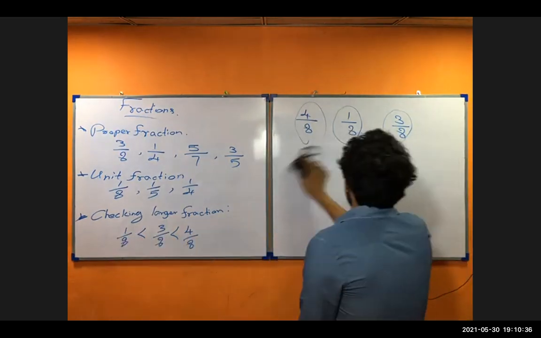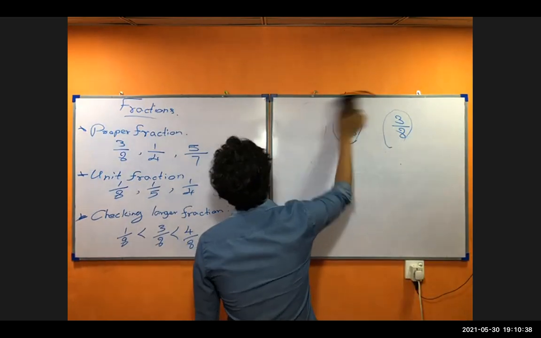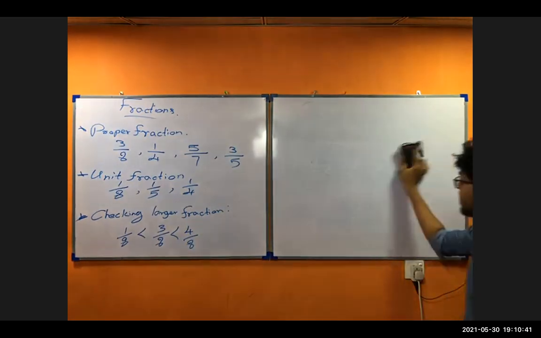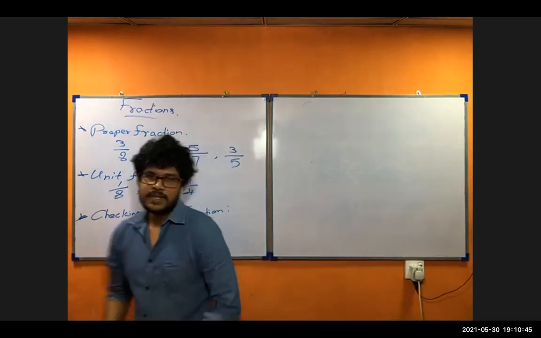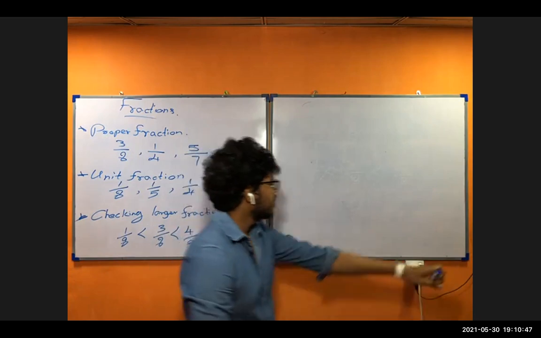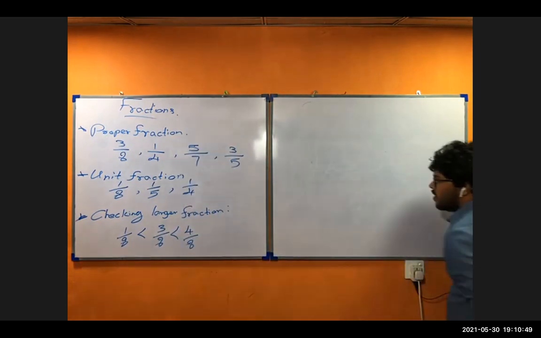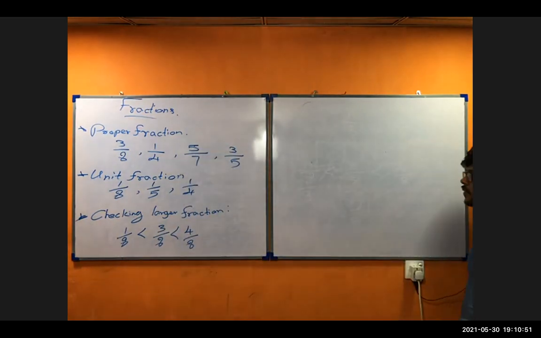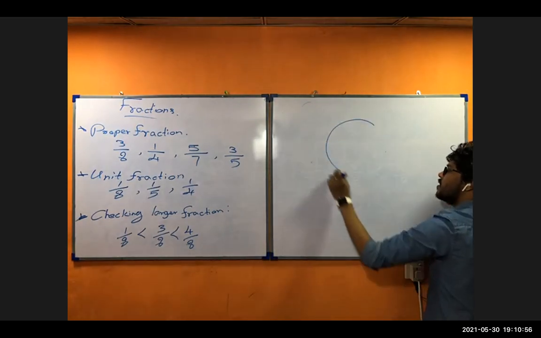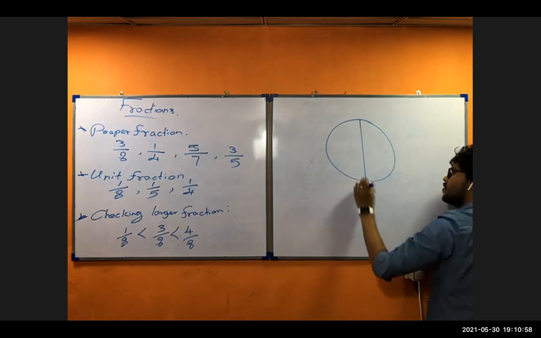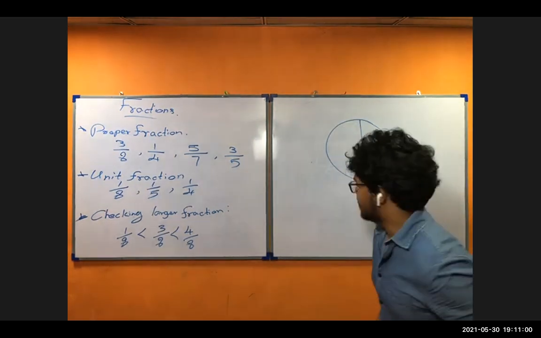All right. Next, what if the denominators are different? If the denominators are different, what to do? All right, so we have this concept of equivalent fractions, right? Equivalent fractions. Like you take a pizza. So let's say like this.